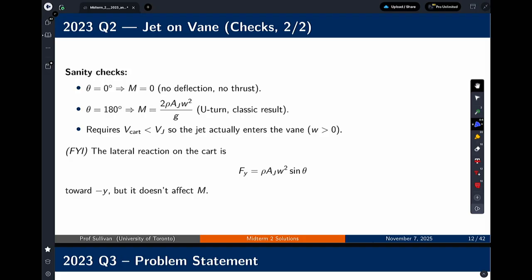So if you want to check what's going on, and I can do that because I'm not writing an exam, theta equals 0 degrees, no deflection, there's no thrust, m equals 0. Theta equals 180, it's twice, and so you end up with twice rho A_j W squared divided by g, and W greater than 0. And so the lateral reaction is just going to be rho A_j W squared sine theta, towards minus y. It does not affect m.